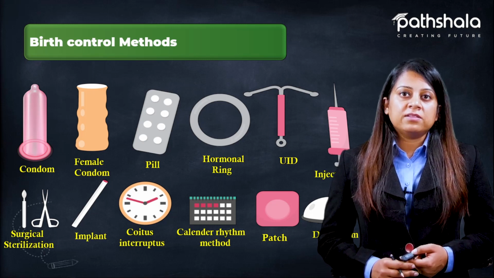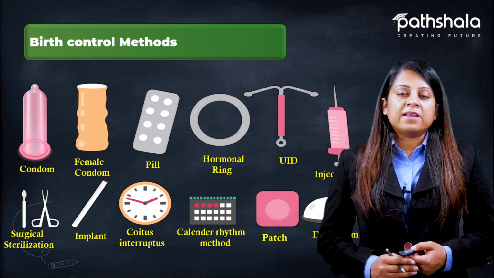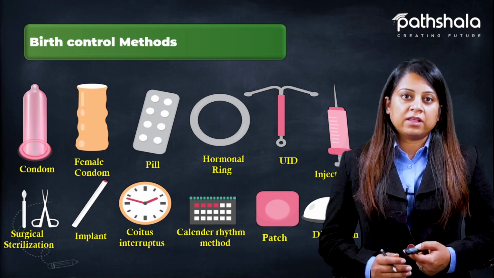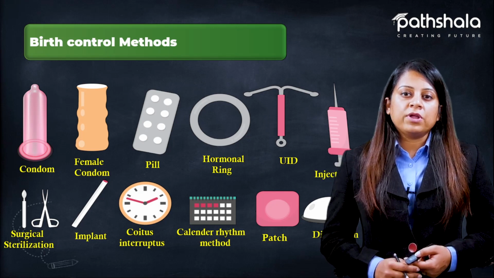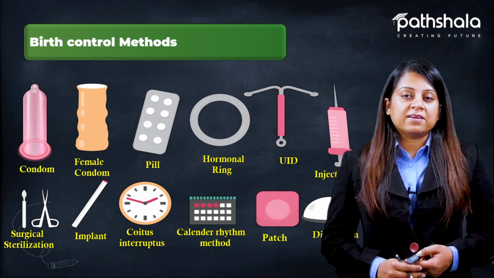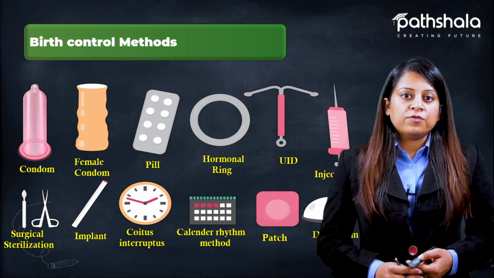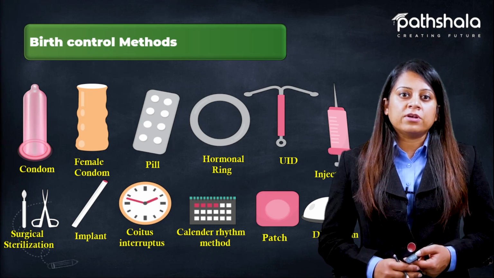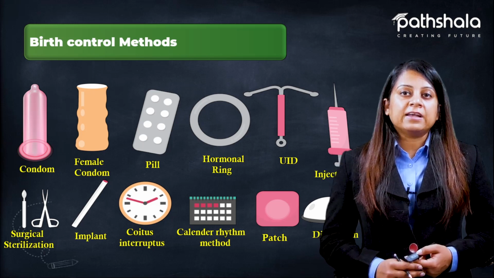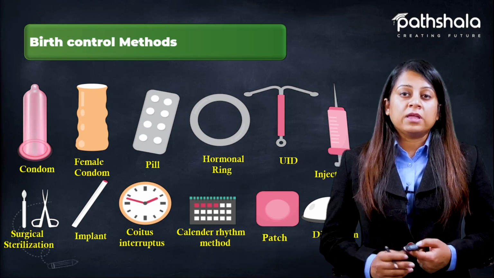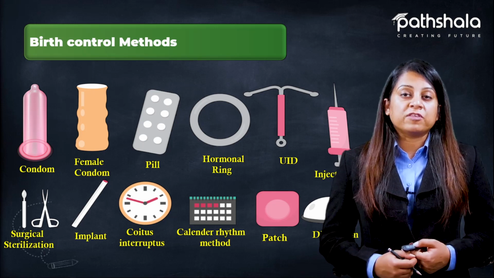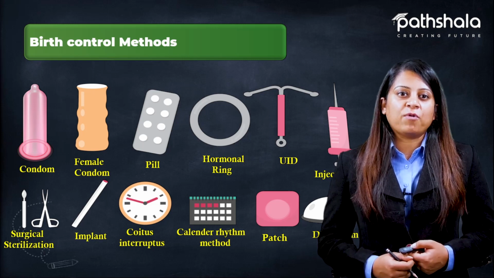Next, there are certain pills that balance the hormones estrogen and progesterone in females and help in birth control. Hormonal ring, IUD, injections, and diaphragm patch are also methods that help in birth control. Further are the calendar rhythm method and coitus interruptus. In the calendar method, when a female is ovulating, intercourse should be avoided. In coitus interruptus, ejaculation must be made outside, not inside the female body.